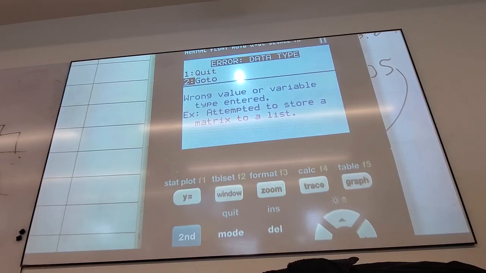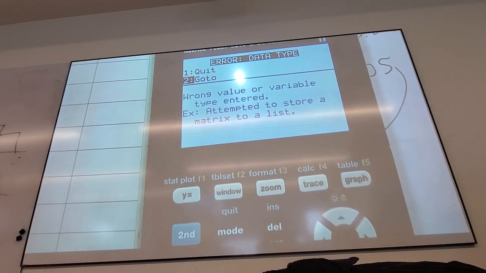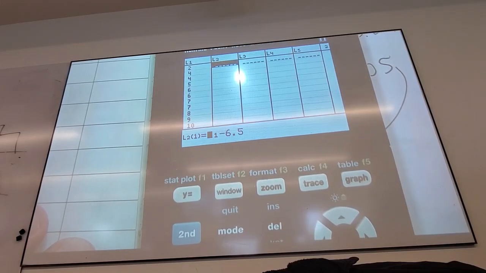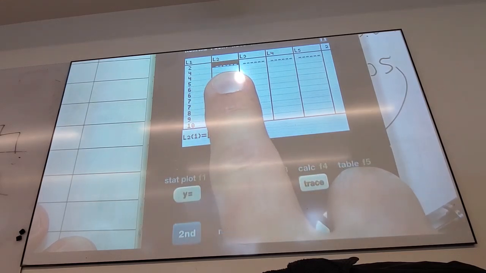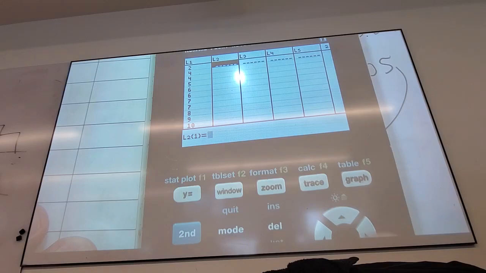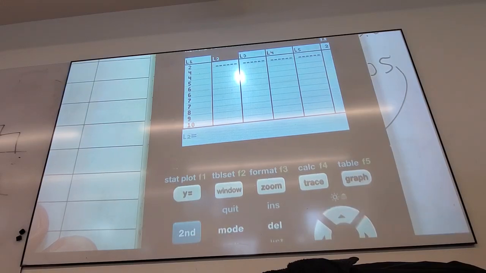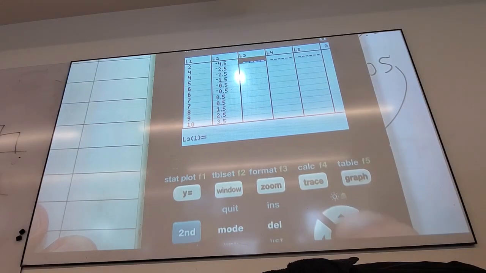Do you see the error I have on screen? Because I was trying to clear and all this, what I did was I tried to put an entire list into one spot. You see that? So if I go up to list 2, I want it to be list 1 minus 6.5, and then I want list 3 to be those things squared.